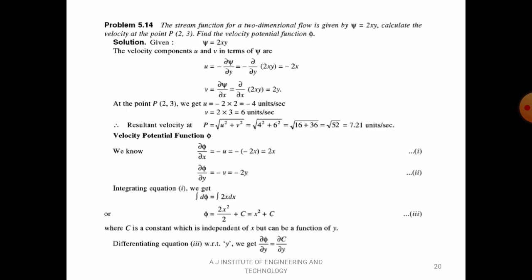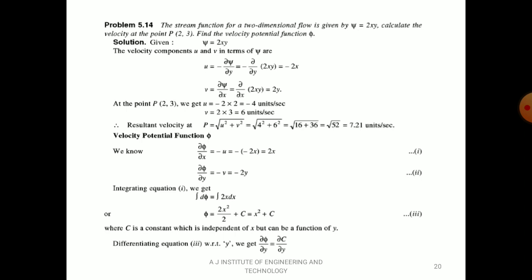First you can integrate the first equation with respect to x. Just make the rearrangement as follows: ∂phi equals 2x ∂x. So the integration of ∂phi is phi, that is equal to the integration of 2x dx with respect to x, that is 2x square divided by 2 plus c, the constant of integration. The 2 and 2 are going to cancel, so that is equal to x square plus c. Take it as expression 3, where c is a constant which is independent of x, but it can be a function of y, similar to the previous problem.